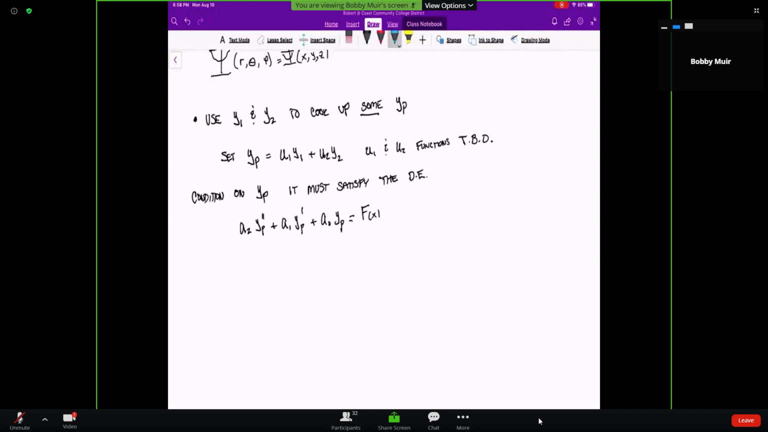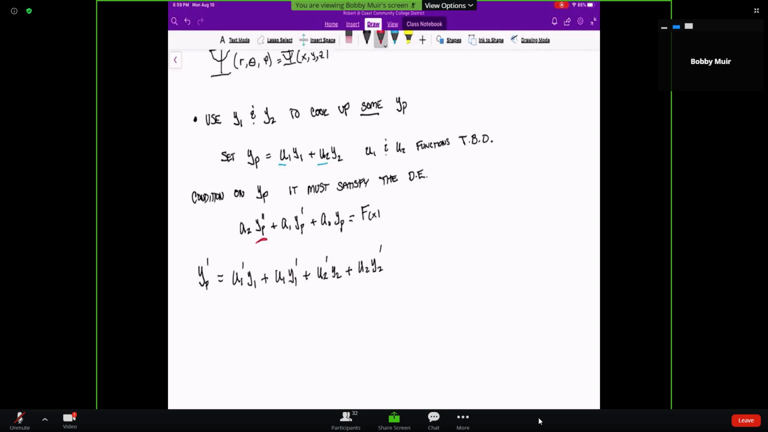Now we have two unknown parameters here, u1 and u2. If I start taking derivatives like yp prime, I'm going to have u1 prime y1 plus u1 y1 prime. Then I'm going to have u2 prime y2 plus u2 y2 prime. That's four pieces. And then when I go to do the second derivative here, I'm now going to have eight pieces, right?